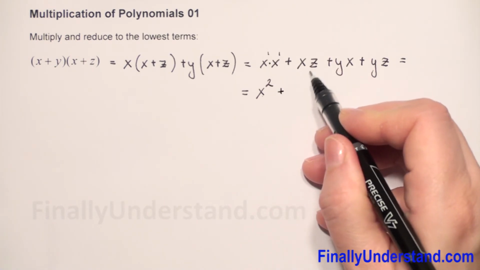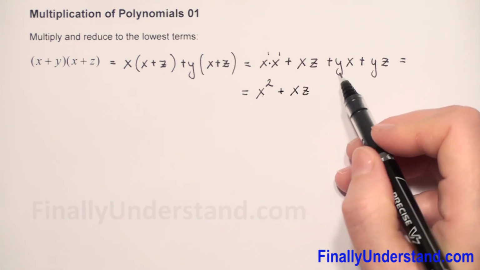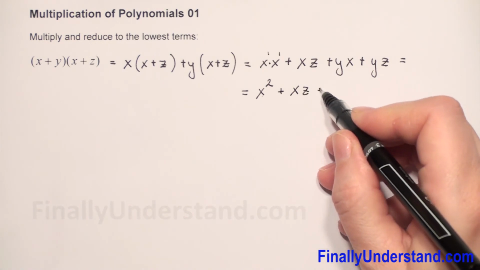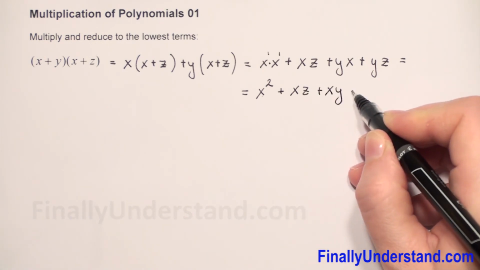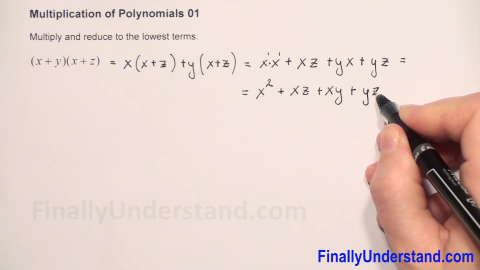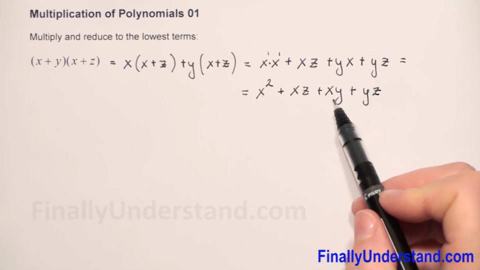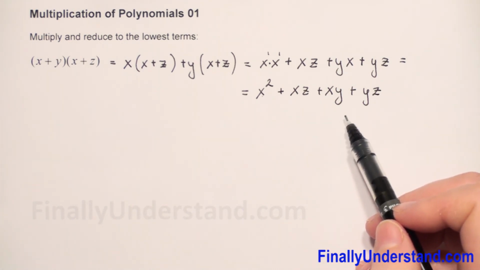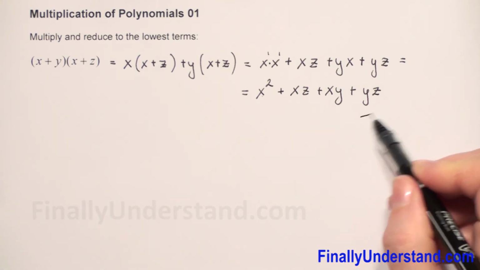Next we have xz. We have y x, so we change to alphabetic order, so it will be xy, and we have plus yz. Every term is different, so we cannot do anything here. This is my solution.